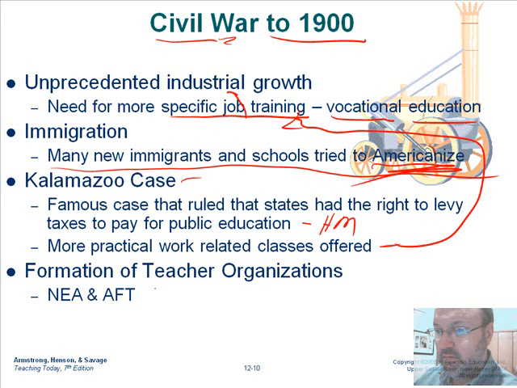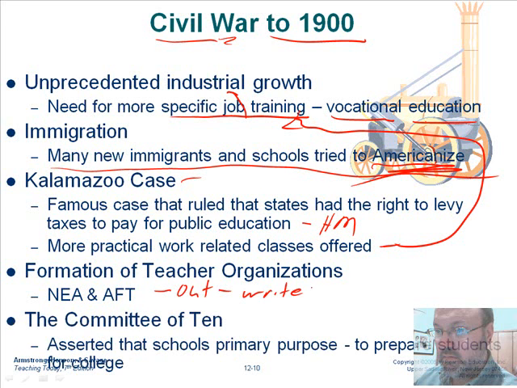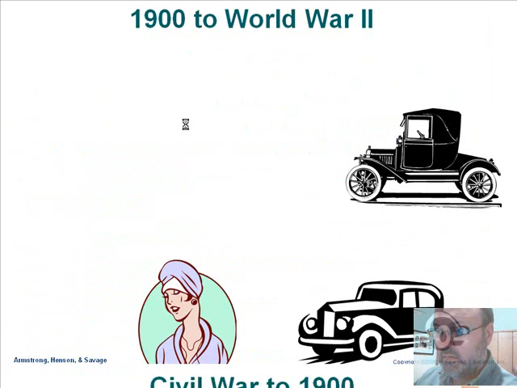Well, you're going to get to write this out in your notes. Tell me what those two things stand for. Okay, and then the Committee of 10 was introduced, and it served the school's primary purpose to prepare students for college. How do you think that went over? The self-appointed group, the Committee of 10, said their purpose was to prepare for college when we're in this Industrial Revolution time. Not very well.